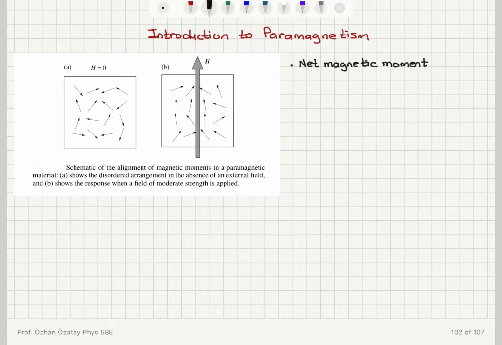However, these magnetic moments are weakly coupled, so the forces that they exert on each other are not very strong. So we have weakly coupled magnetic moments.